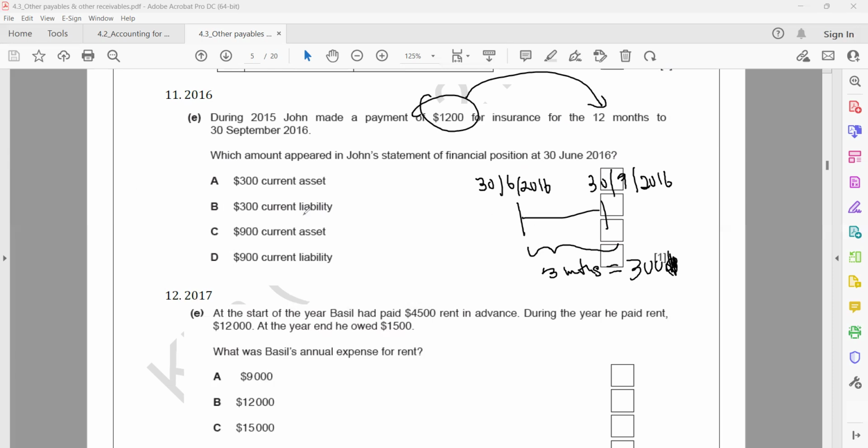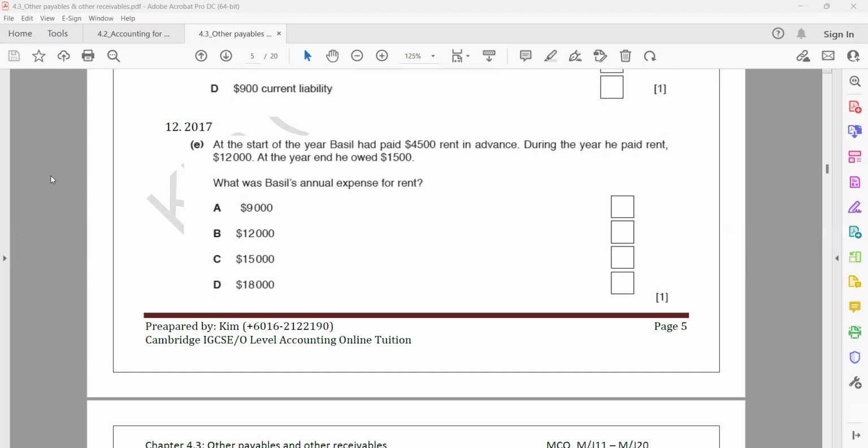Asset or liability? Asset. Prepaid insurance is an other receivable. Okay, it's an asset. Now next is question 12.